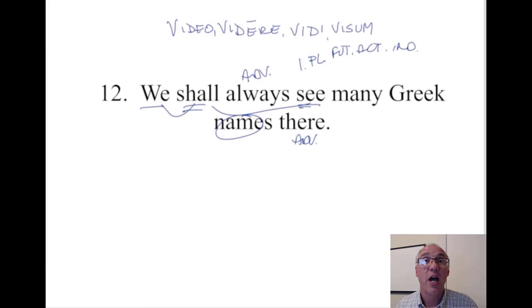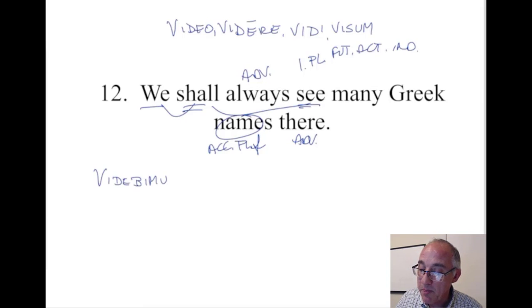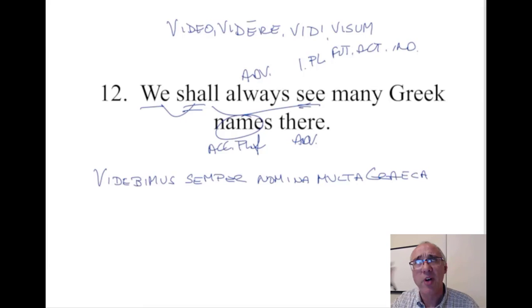What's the sign of the future? A be, bi, or bu. Names, accusative, plural, neuter. There is an adverb. So, we shall see. Video, videbimus. Always, semper. Names, nomina, multa, Graeca. And you can put multa. Multa might go best in front of it. Videbimus semper multa nomina Graeca.